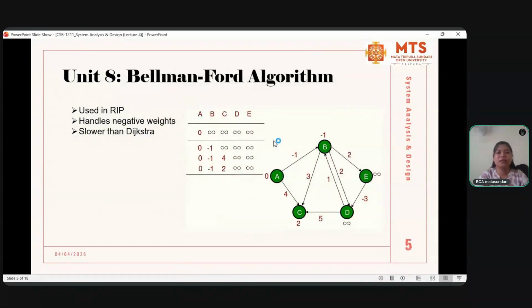Next, understanding the Bellman-Ford algorithm. It handles negative weights but is slower than Dijkstra's. Here again, in the same way, we have made nodes A, B, C, D, E, and here 0, 0, 0. A node is 0. B node is -1, you see here -1. C is 4. So in this way, we'll see.